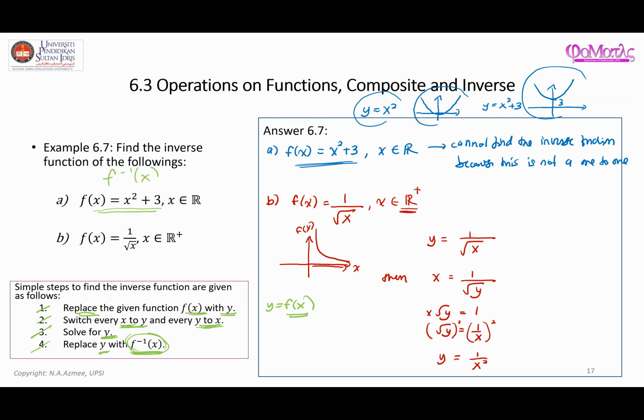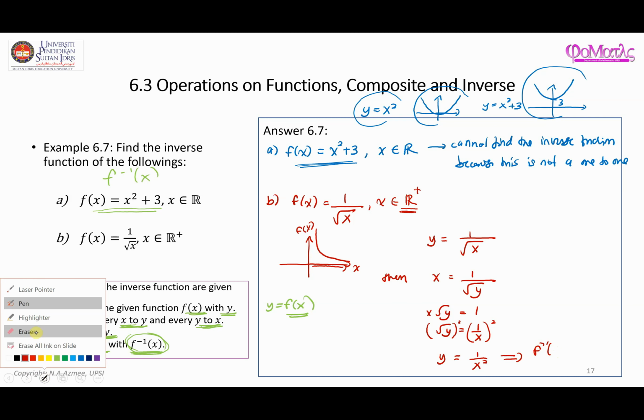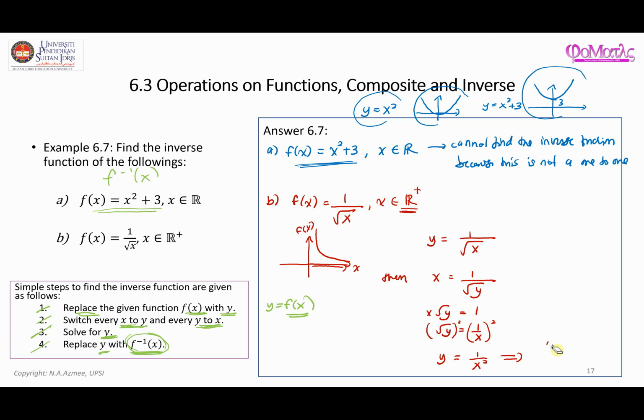This is actually our inverse function, and to complete the whole process, we are going to replace y with the inverse notation. So then this is what we will have: f inverse of x is equal to 1 over x squared.